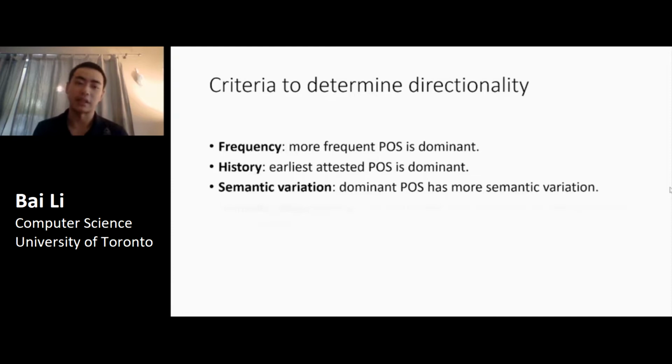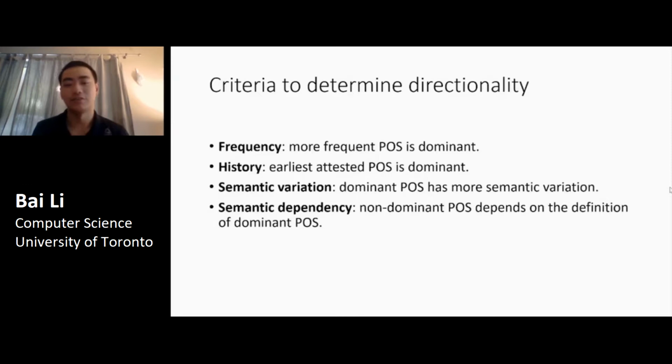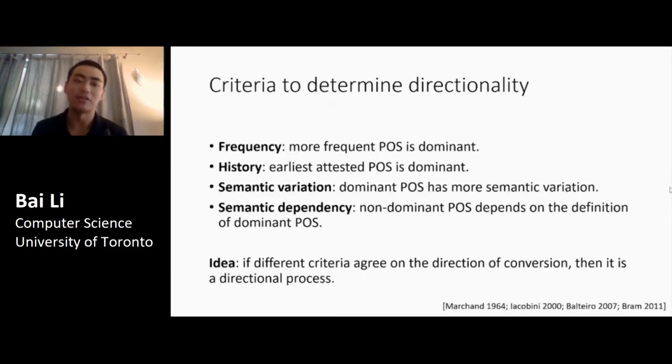And the fourth one is semantic dependency. The idea is that the non-dominant part of speech depends on having the other part of speech defined in order for it to be definable. And what's the point of this? The idea is that if all of these criteria agree on the direction of conversion, then we can say it's a directional process. Otherwise, we don't really have evidence to say it's a directional process, and maybe it's better to say it's underspecified. In this paper, we focus on the first one, frequency, and the third one, semantic variation. And we show through a corpus-based study that these two agree somewhat.